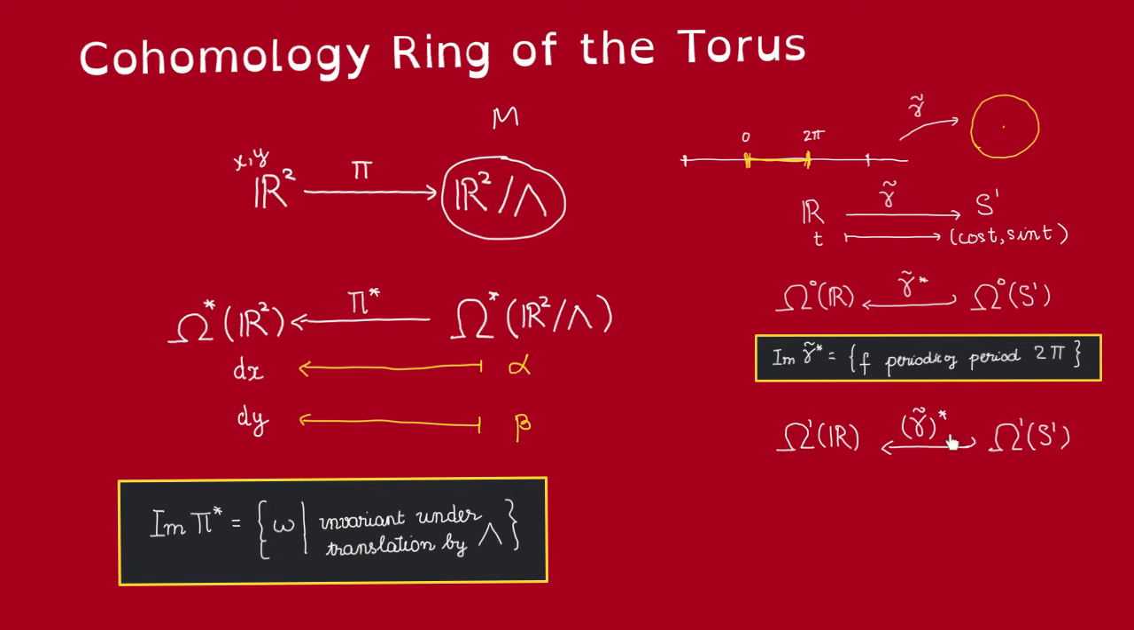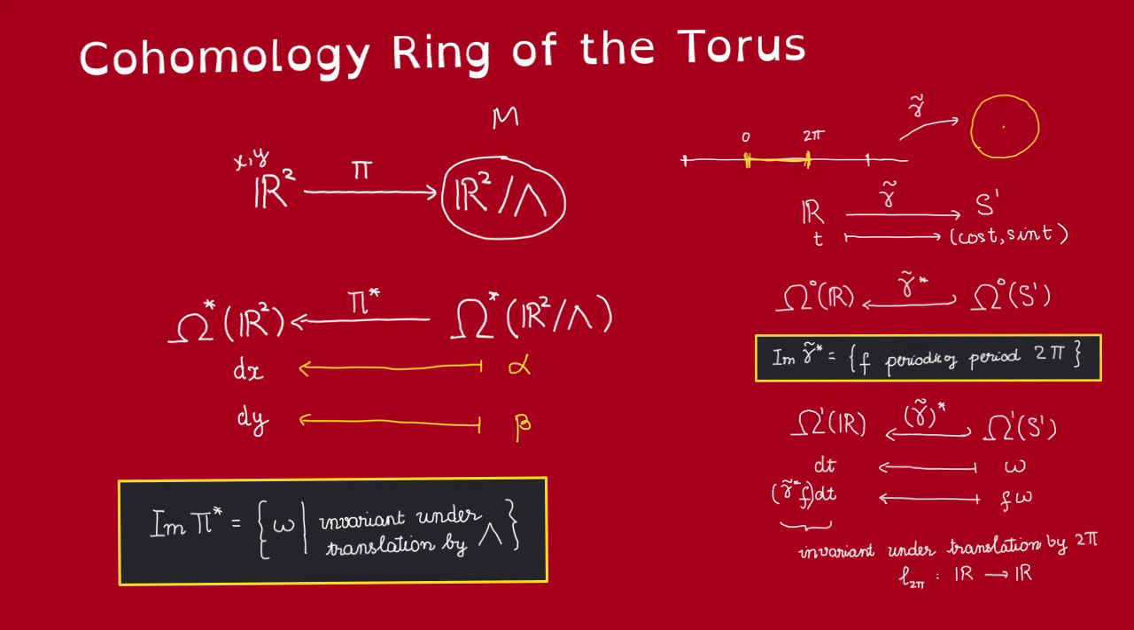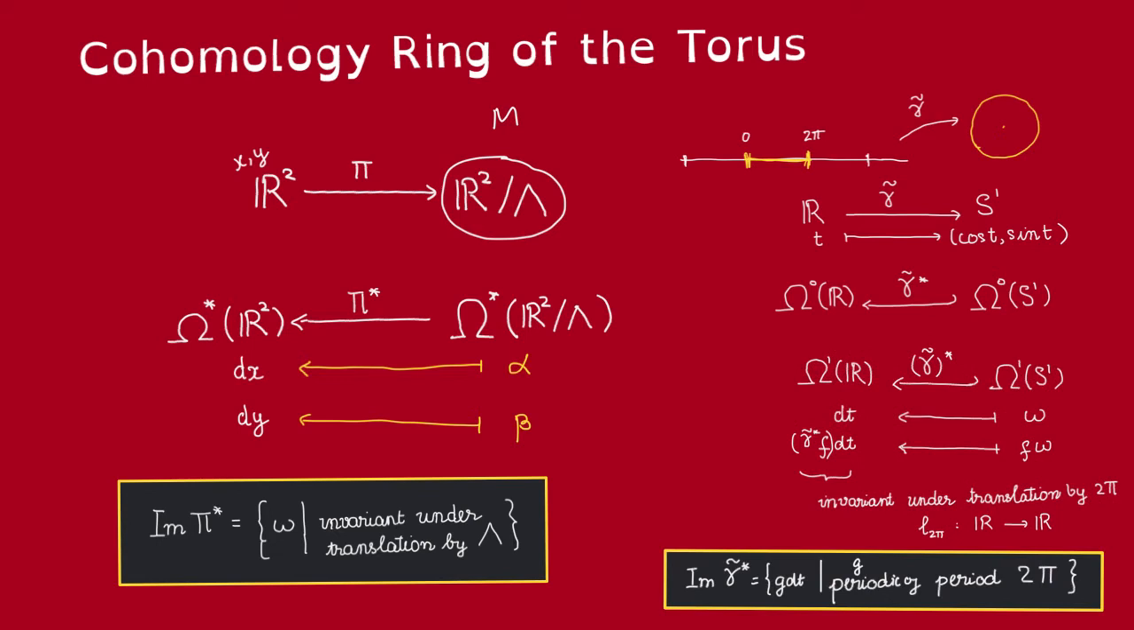We of course also have a pullback map on one-forms, right? What is the image of this map? Recall that previously we have defined a one-form omega on S1 such that the pullback of omega is just the one-form dt on R, if t is the coordinate on R. Then every one-form on S1 is just going to be a multiple of omega by a smooth function. And so the pullback is just going to be the pullback of the smooth function multiplied with dt. Now, as we mentioned, this pullback is going to be periodic of period 2π, right? Thus, the image of this pullback map consists of the one-forms that are a multiple of dt by a smooth function that is periodic of period 2π.